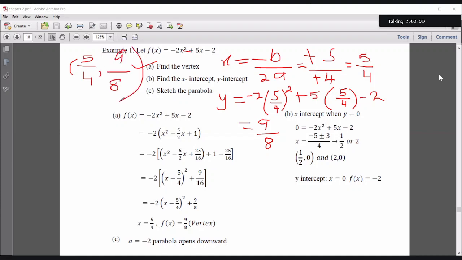x-intercept? It is when f(x) equals 0. X-intercept is when y is equal to 0, right? For the x-intercept, we set y to zero. X-intercept is when y is 0. Okay, can you all solve this equation? Did you solve this? So did you get this?